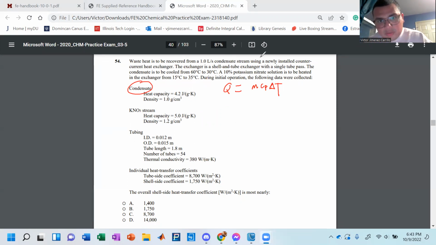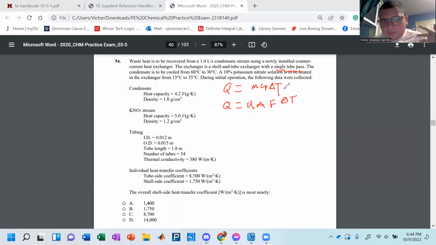Okay, now with that said, we also need to think fundamentally, how do we describe an overall heat exchanger in a system? An overall heat exchanger is described by Q equals U, which is the thing we're looking for, the heat transfer coefficient, multiplied by A, which is the area of your tubing, F, which is the correction factor, because if a heat exchanger is more complex than a single tube pass, then there's a correction factor. In our case, it's a single tube pass, so we don't have to worry about the correction factor. It's equal to 1. And then delta T.